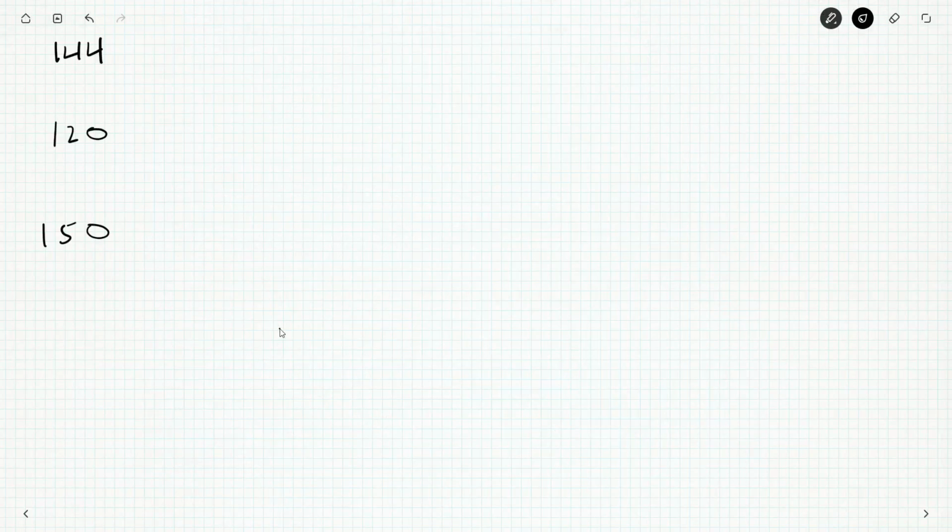120, 150, 96, and 100. So first things first, we have to get prime factorizations here. And you can use your calculator.